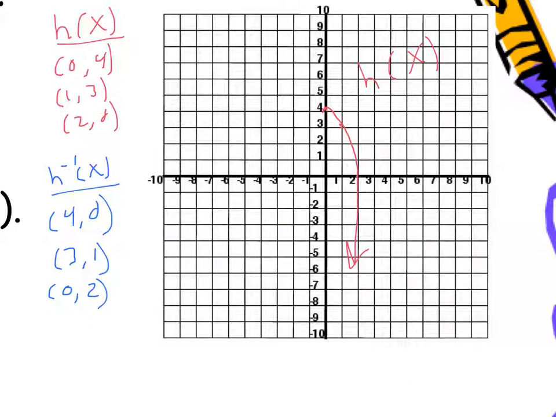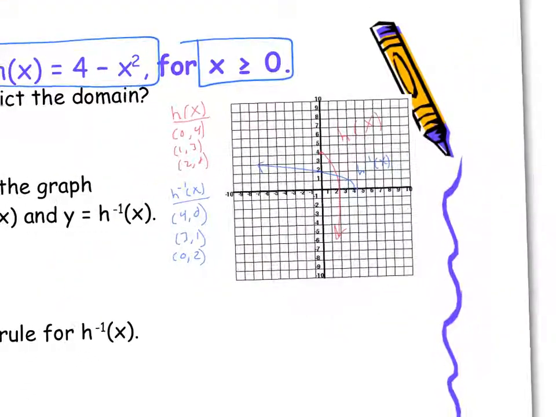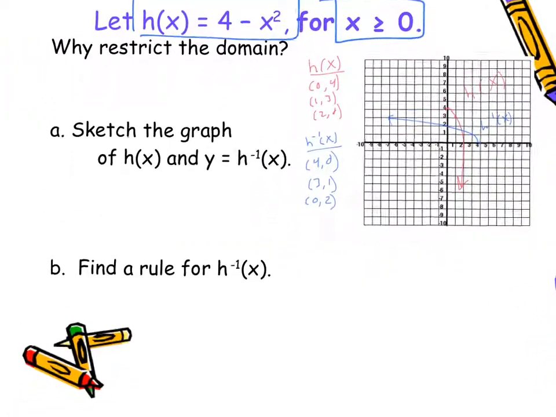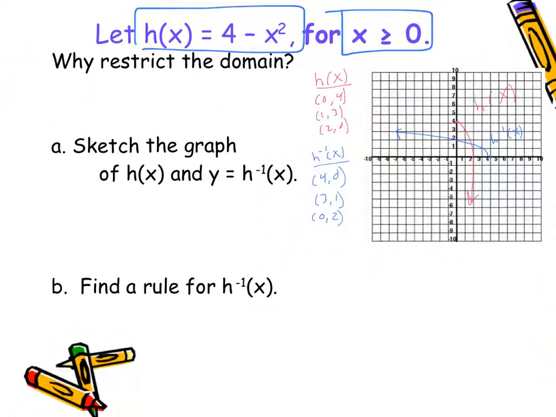Okay, (4, 0) would be right here. (3, 1) is right there. (0, 2). There's H inverse. Okay? The type of graph doesn't matter. What does is switching the coordinate points and plotting them to make a sketch. Here it works for a quadratic example as well. Now for finding the rule, that's not going to be any different, not any different at all.